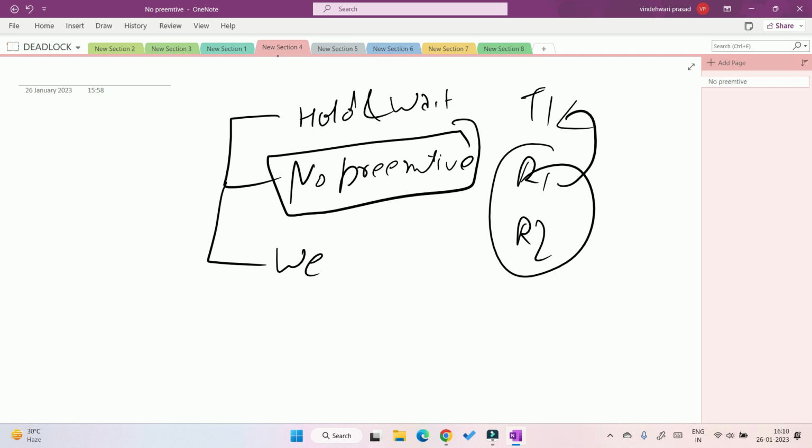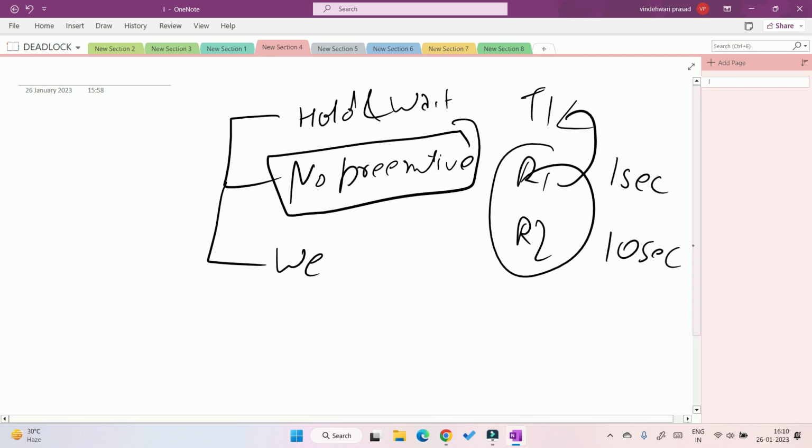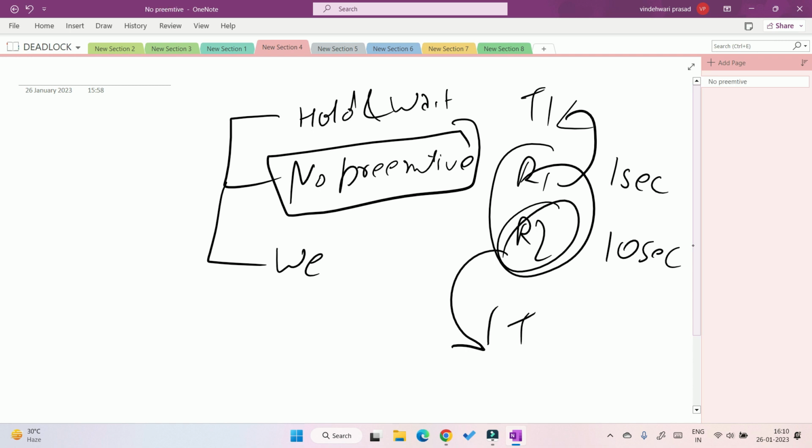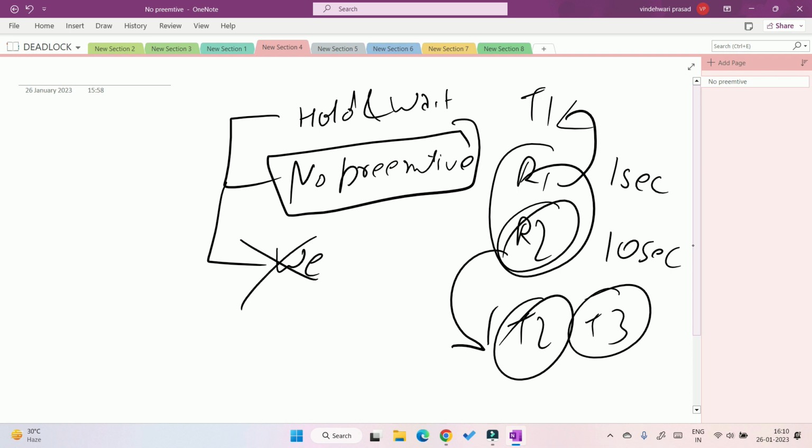But there will be a problem here. Suppose T1 needs R1 and R2, but R1 is needed at 1 second and R2 is needed at 10 seconds. So there will be 9 seconds of wastage of the R2 resource, because in that time any other thread could acquire this resource and complete its work. So acquiring at the beginning does not work properly in hold and wait. So mainly, the no preemptive way is also used in the hold and wait condition.